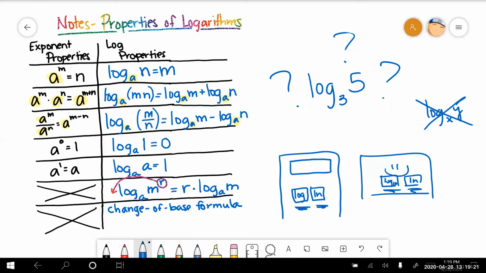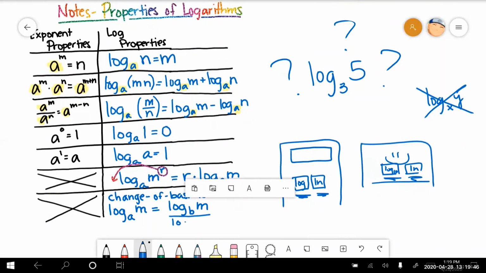And so some really smart person out there created the change of base formula. And the change of base formula looks like this. If I've got log base a of m, I can actually choose my own base. I'll call it b. So log base b of m divided by log base b of a. So notice that I split up m and a, and I set them in their own personal log functions, this time with the base b that I've chosen.